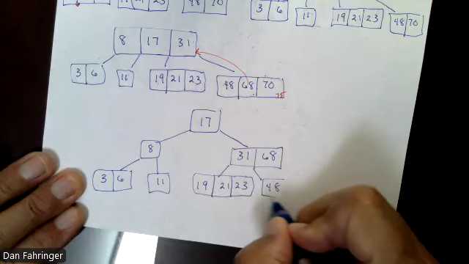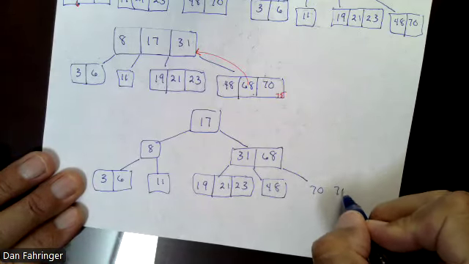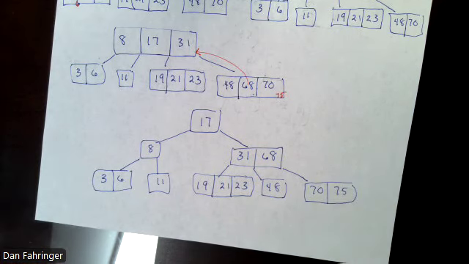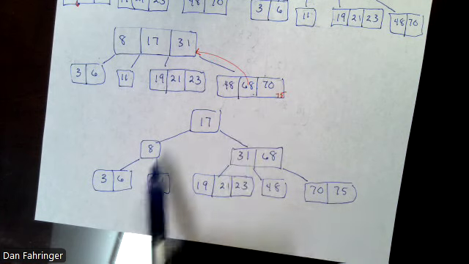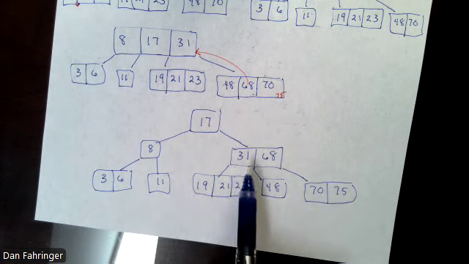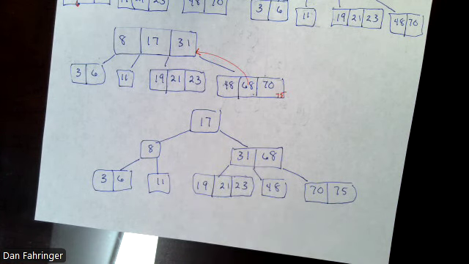48, 70, and 75. Okay, next number would go on this bottom row somewhere. And if we have to blow it up, it sends it up. If we have to blow it up now, we could send it up another level if we had to.